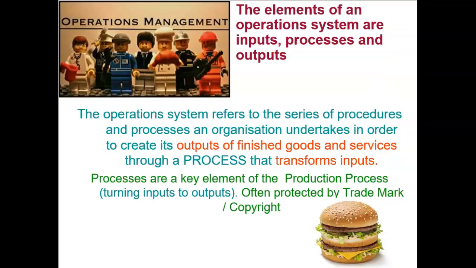So if we have a look at the elements of the operation system, obviously they're inputs, processes and outputs. You'll be sick of hearing that by the end of the course, but they're the three. And the operation system refers to a series of procedures that we undertake, so processes in an organisation, in order to create its outputs of finished goods and services through a process that transforms inputs. So we have inputs coming into the system, through a number of processes, they transform into the outputs, which are the finished goods and services.